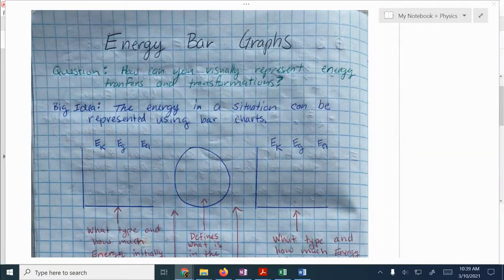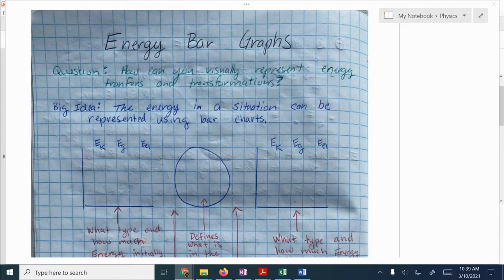Hi. In this video, we're going to go over the physics journal, which is about the energy bar charts. The question that's guiding us is how can you visually represent the energy transfers and transformations? Basically, if we take a situation in which the energy is changing, how do we keep track of that? Because we start out with one kind of energy, maybe energy is added or subtracted, and then maybe we end up with a different type of energy. How do we keep track of all that?